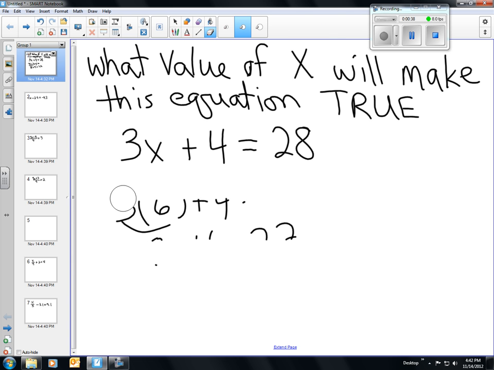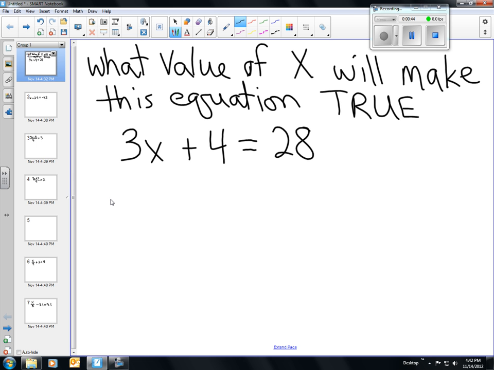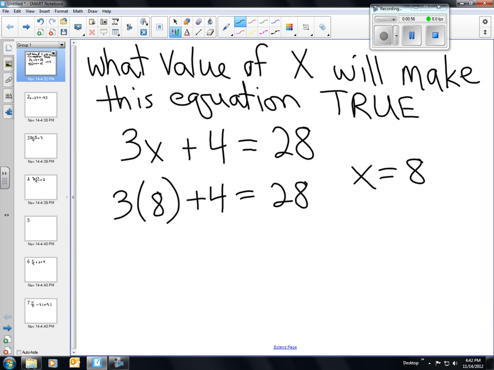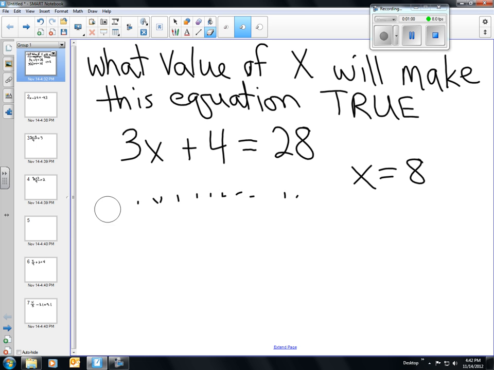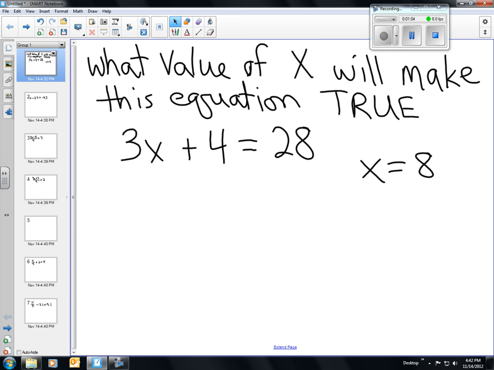Most students can guess pretty well on the types of numbers you can get if the answers come out to be whole numbers. So like here, most students could probably be able to say, okay, it's going to be 8 times 3 plus 4 is going to be equal to 28, Mr. Roman, so x is equal to 8. But we need a more systematic approach to solving equations rather than just saying, oh, well, let's just guess and check.